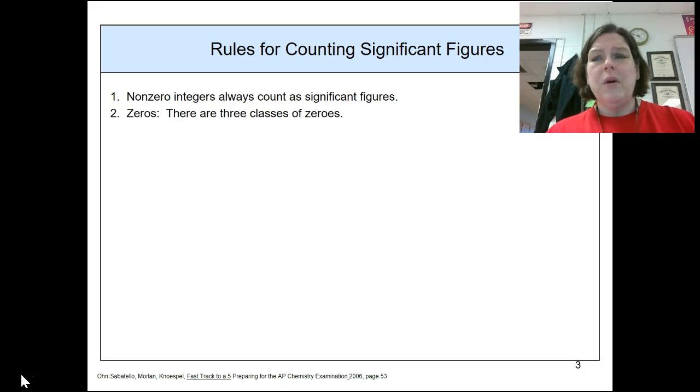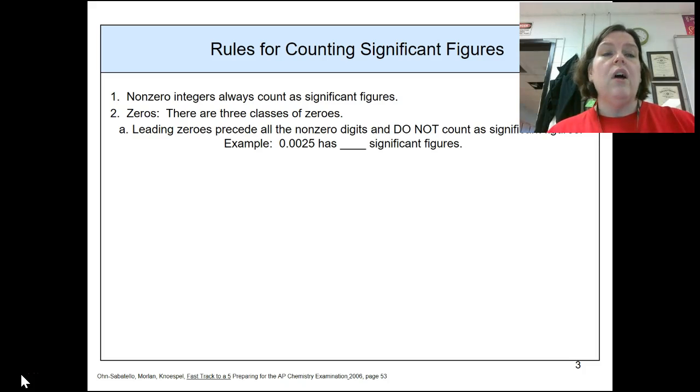Zeros. This is where things get crazy because there are actually 3 classes of zeros that we can talk about, and there are rules for each of the classes, and as a matter of fact, one of the classes has 2 rules. So the first class of zeros are leading zeros. That means zeros that precede any non-zero digits, and they don't count as significant. So what you can see here is these 3 zeros right here are considered leading zeros. These zeros are holding place. They're just placeholders. This 0 is not even necessary, and these 2 zeros are just holding place. So in fact, this only has 2 significant figures.